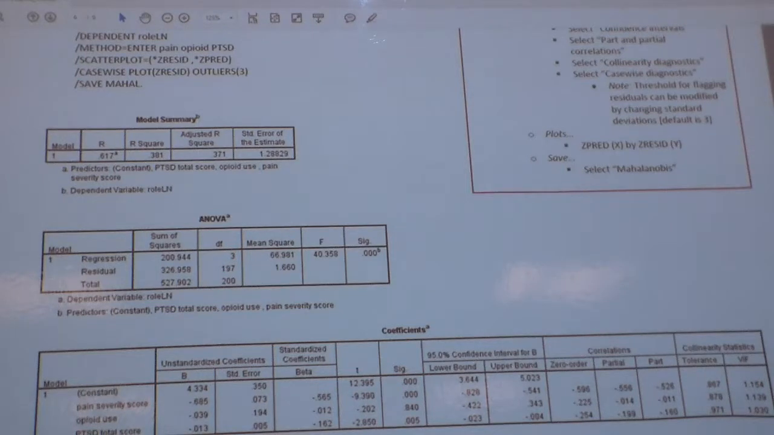Now, how do I know that? Tolerance, it just has to be greater than 0.1. Yeah, technically you're right, but you should be very concerned if it's 0.4, 0.5, it suggests a lot of overlap here. And why? What's the utility of these versus just eyeballing your bivariate correlations?